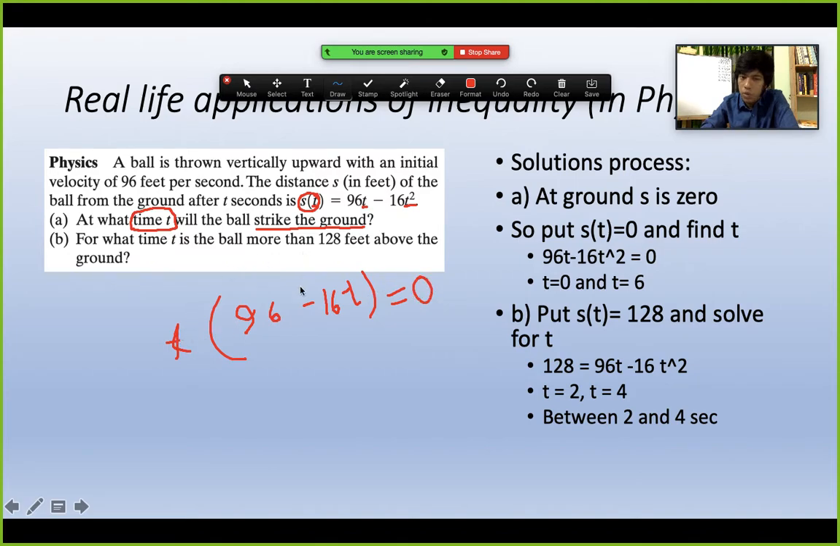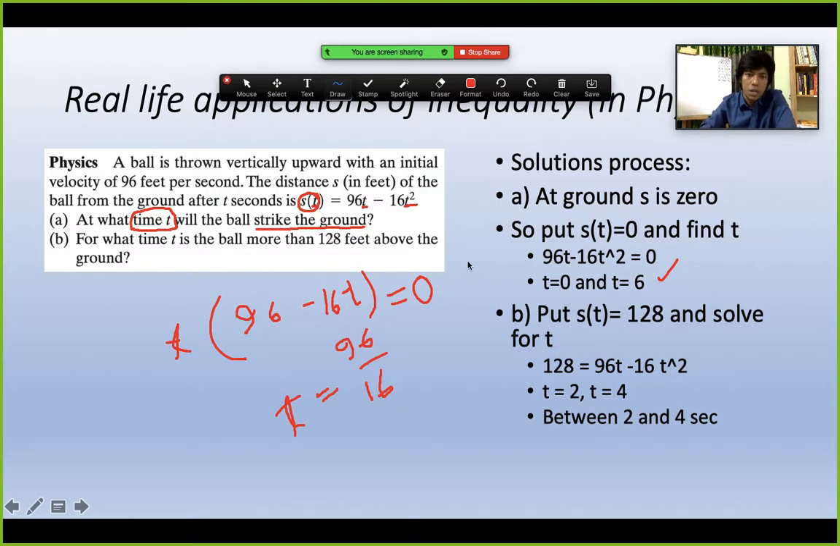So t equal to 0 is one answer, and t equals 96 divided by 16, because 96 goes to the other side and 16 is on the other side. So our answer comes 6. So we have two answers: one answer is t equal to 0, another answer is t equal to 6. That means when t equals 6 seconds and 0 seconds, our height is 0.